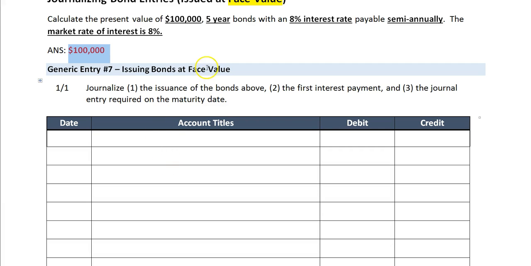Alright, so issuing the bonds at face value. So we're going to just do all three entries. Journalize the issuance of the bonds above. We're going to journalize the first interest payment. And we're going to journalize the journal entry required on the maturity date.